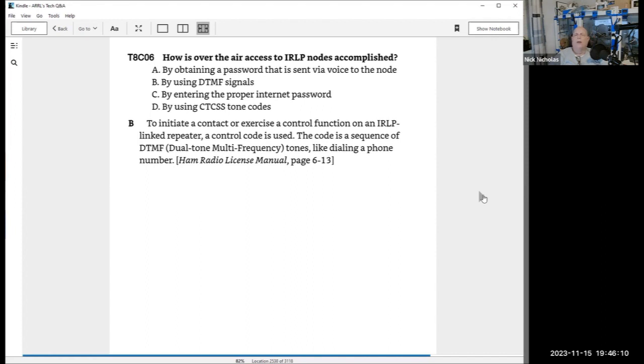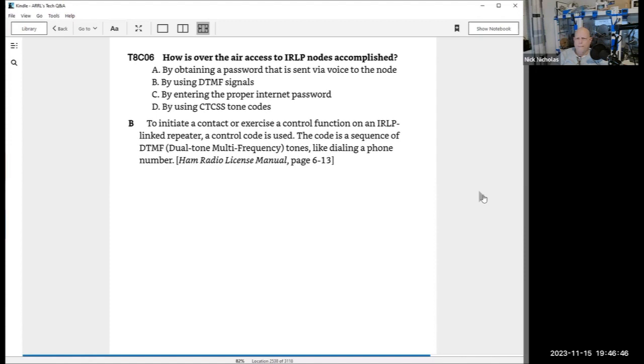How is over-the-air access to IRLP nodes accomplished? The way you do it is with DTMF signals, which is dual tone, multi-frequency tones. We in North America don't usually do this, but in Europe and Asia, their repeaters key by two-tone DTMF signals.